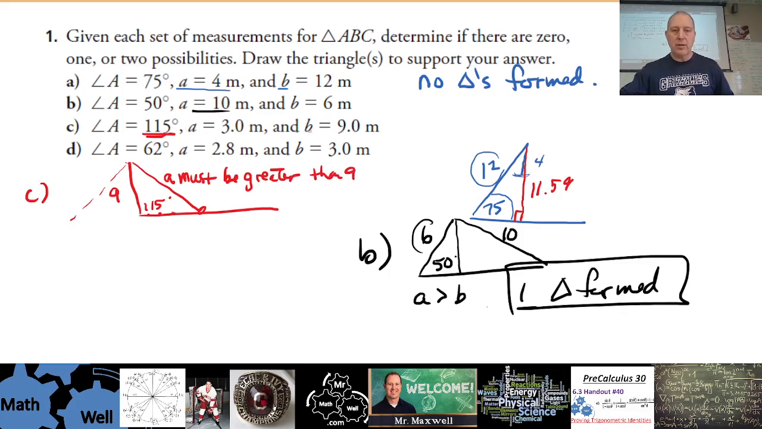So let's check that out. Is A greater than 9? No, it's not. If I were to draw that to scale, guess what? 3 would be literally hanging in the wind right here, a third of 9. See? So there's no way that that's going to touch this side. You see?